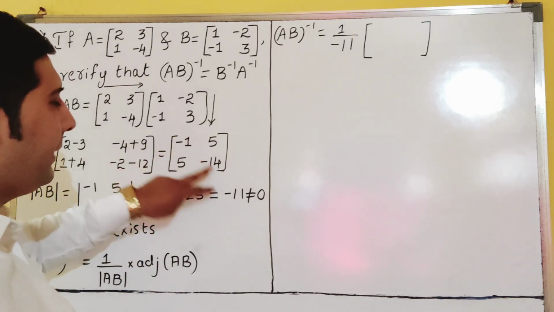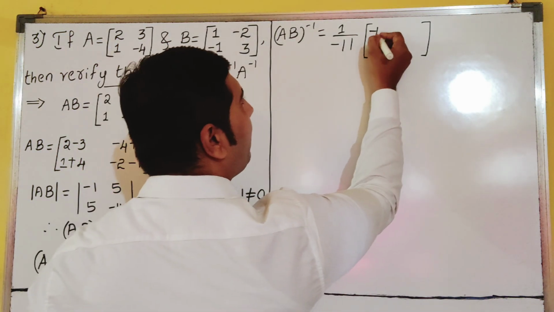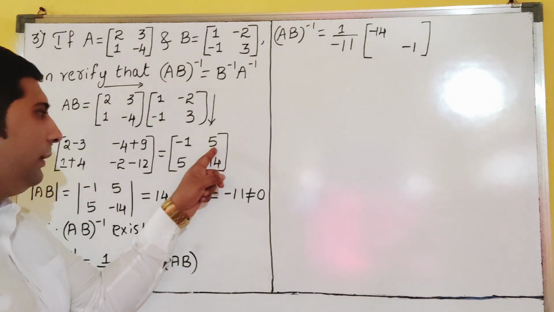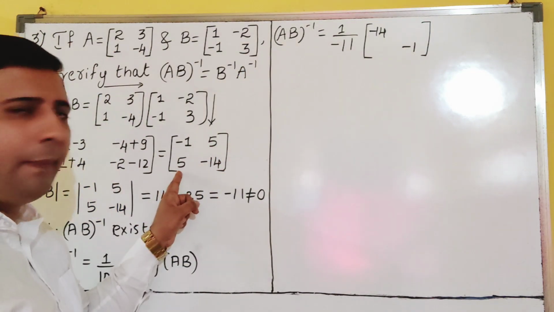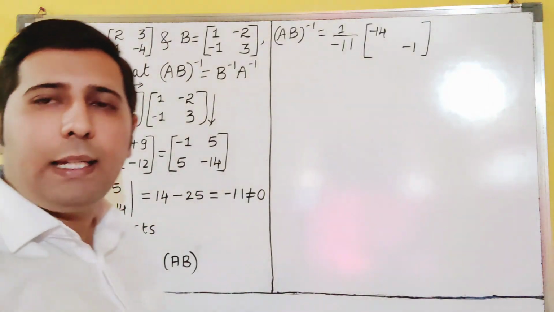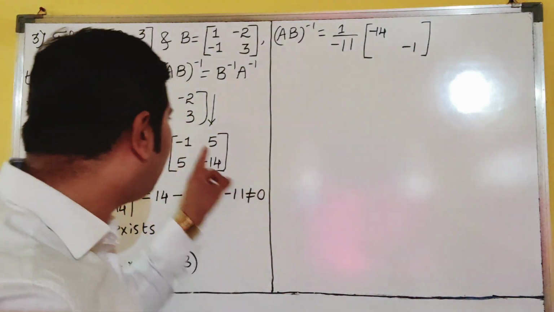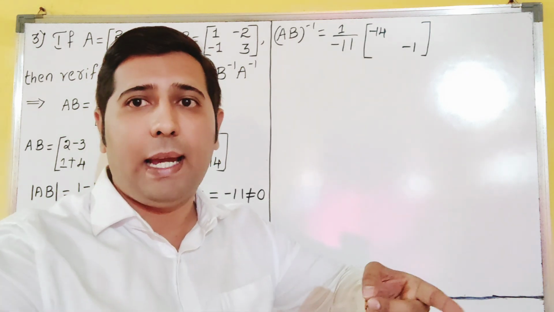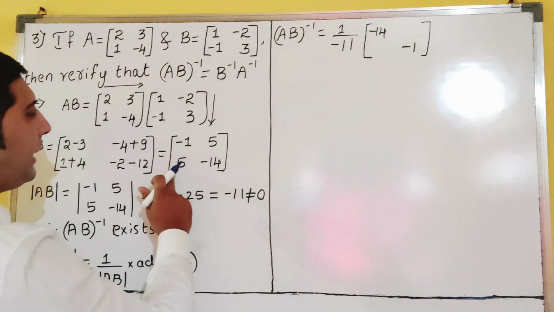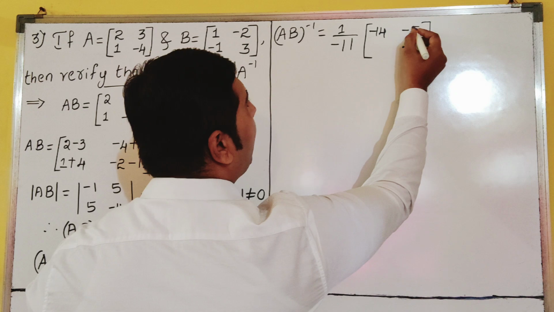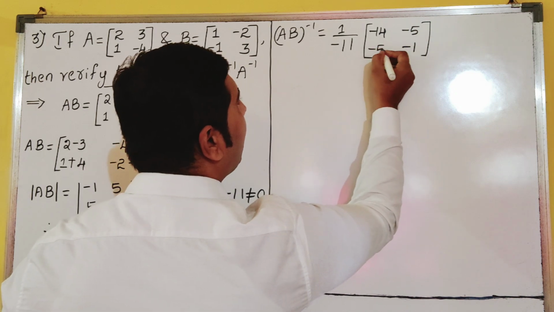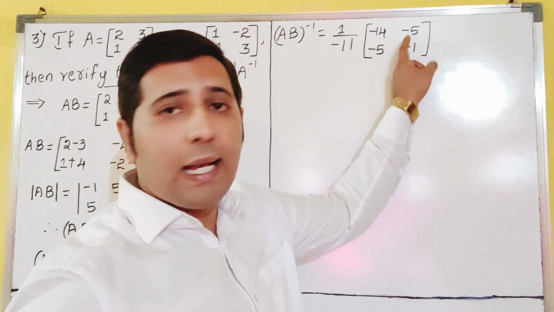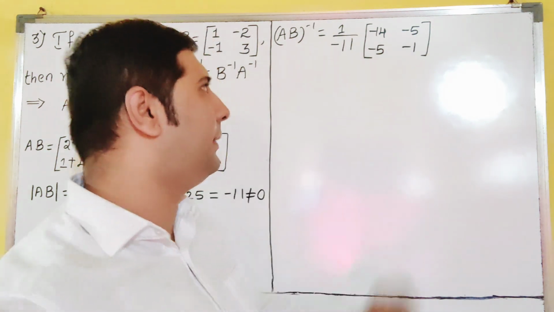You have to interchange this. So now we will interchange that -14 and -1. So now these two remaining here, 5 and 5. Then you have to just change their sign. Plus becomes minus, minus becomes plus. So both are plus, so we can write it as what? Minus here. -5. Don't interchange them. Just change the sign, dear students.